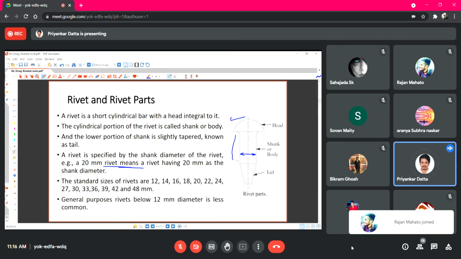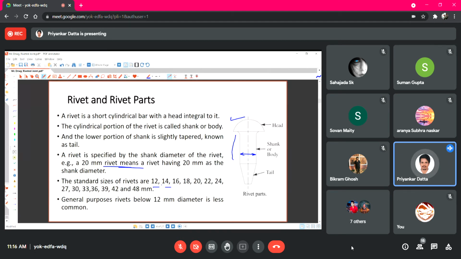And if rivets are produced in large quantity at standard sizes, say for example 12 mm or 14 mm, then if required we can replace them very easily. If we use standard size products, we can replace them very easily. That is called interchangeability. So to maintain that, standard sizes are set, and accordingly we can select as per our requirement.